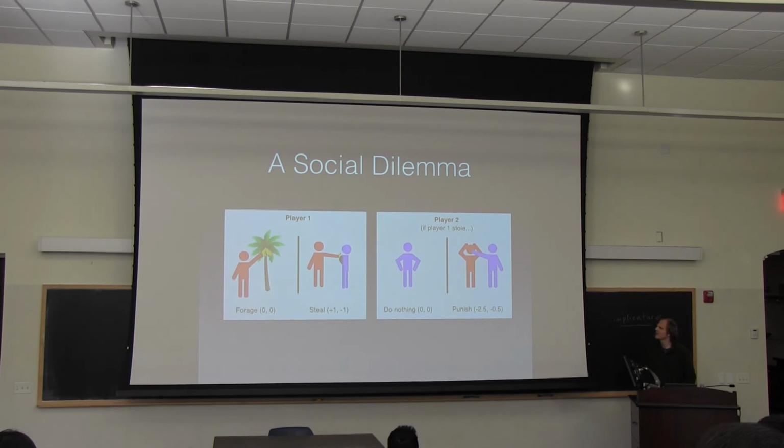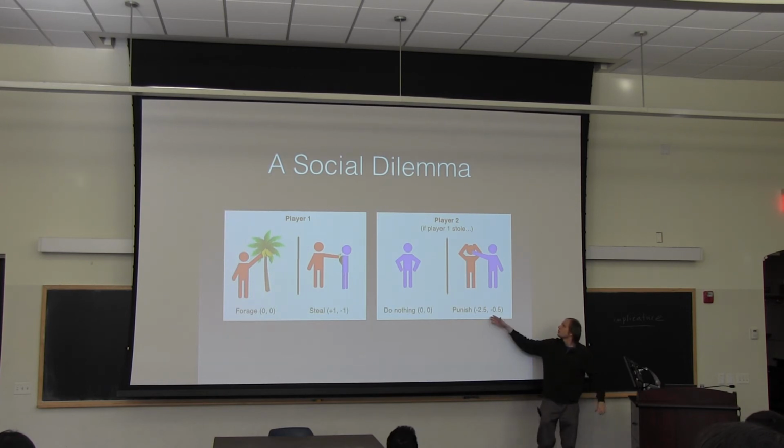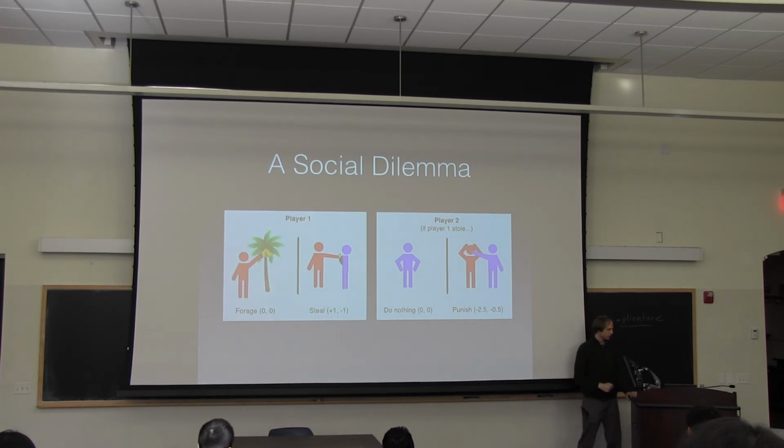Yeah, so this is kind of our dilemma here. And we can imagine these are the fitness values that we're going to fix. We're going to say we know these to be true. So foraging, everyone gets 0, 0. Stealing, player 1 gets +1, player 2 gets -1. If player 2 does nothing, nothing happens. If player 2 punishes, then player 1 gets -2.5 fitness, and player 2 gets -0.5 for the act of going to punch him.